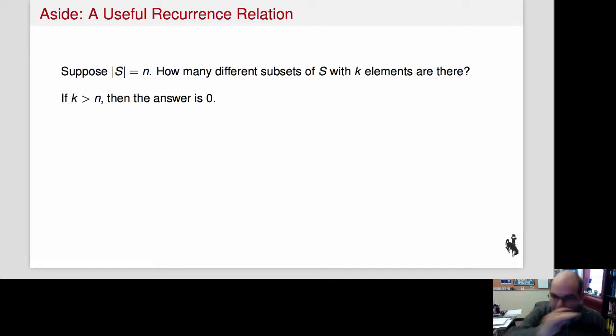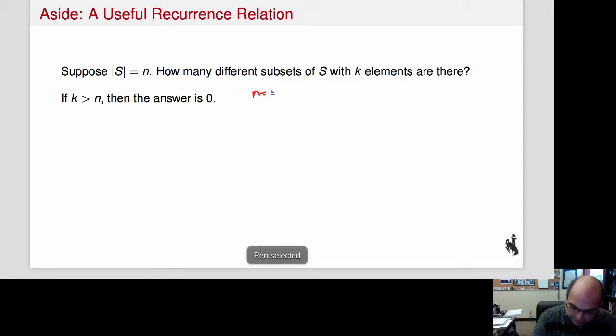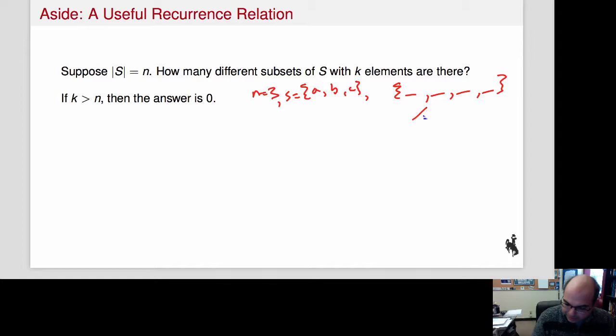Here's the first part of the answer. If k is greater than n, then the answer has to be 0. For example, let's say n is equal to 3, so I have a, b, and c. That's my set S. Then I want something that has 4 elements. Of course, there's no way to do that, because I can put A here, B here, C here, and what goes there? I can't.